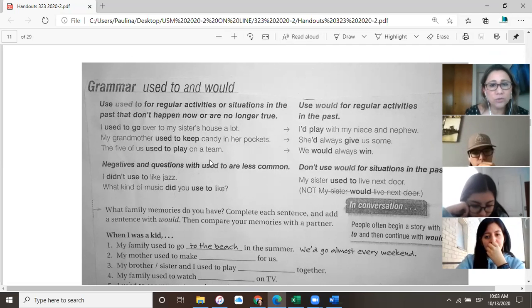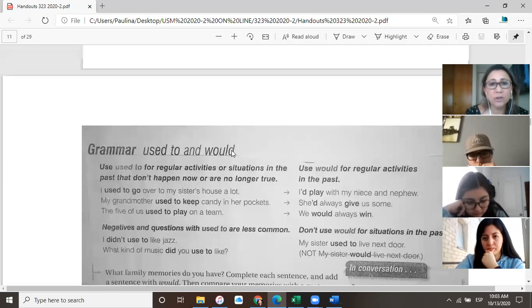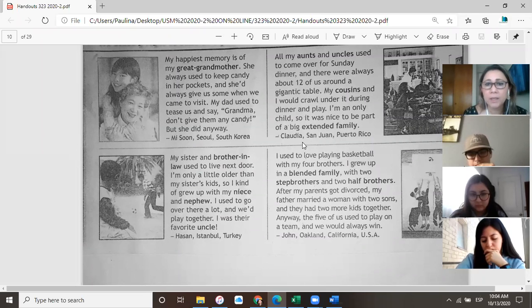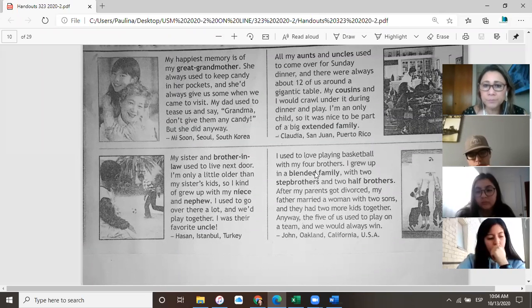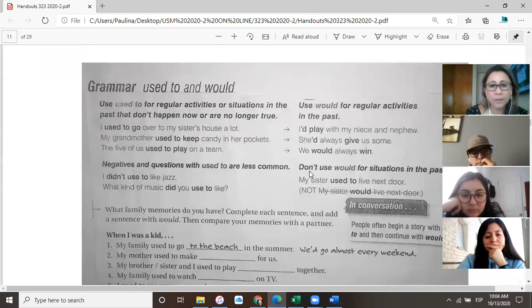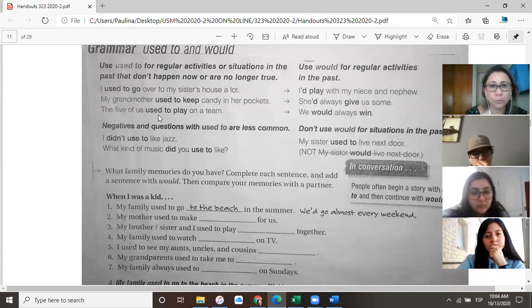The five of us used to play on a team. I used to go over my sister's house a lot. Because last class we read about Misun and she said that her grandmother used to keep candy. Claudia from Puerto Rico used to come over for Sunday dinner. Hassan used to live next door and John used to love playing basketball with four brothers. So we use used to.